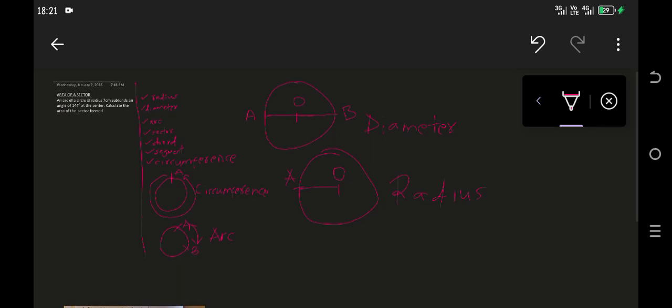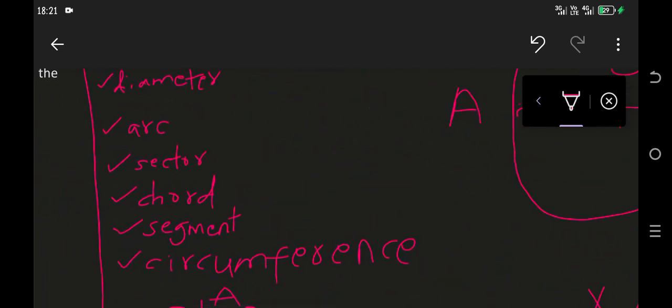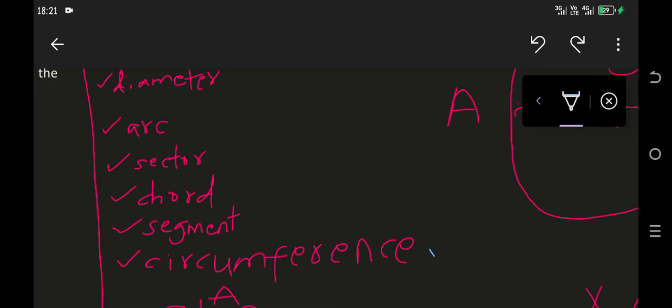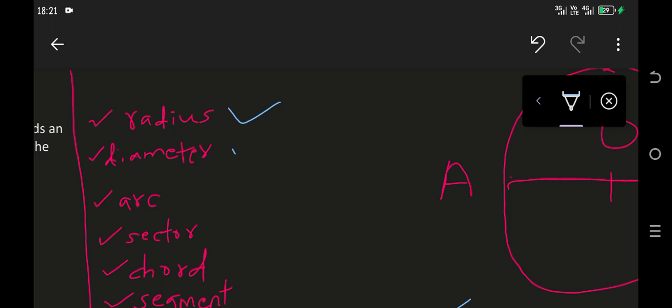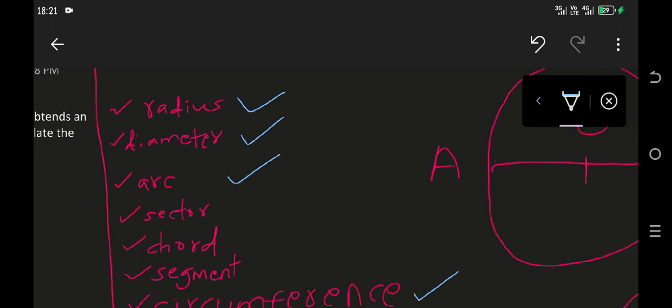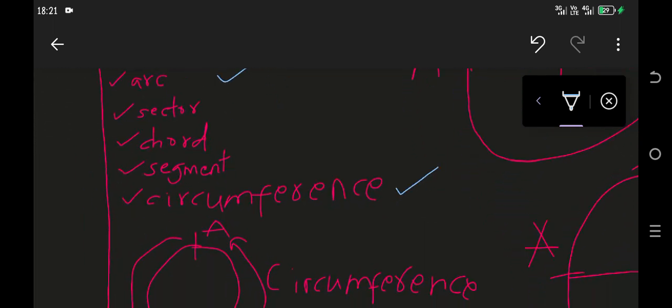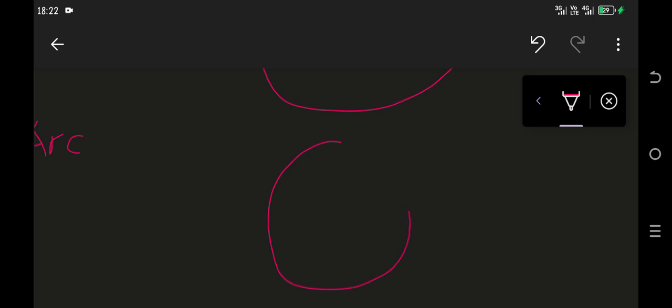So we have looked at circumference, we have looked at radius, diameter, and arc. The next one I want us to look at is chord. So this is a chord. If you have a circle and then you have a point A on the circumference, drawing a line to a point B, this is a chord.